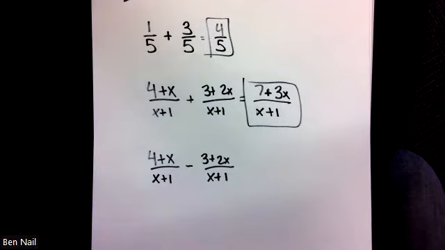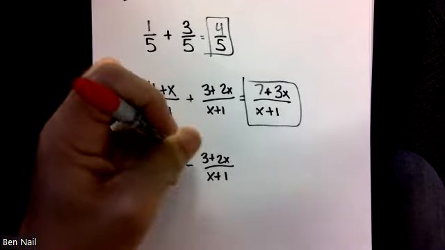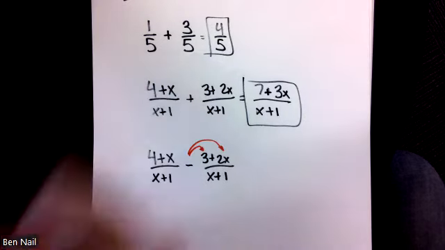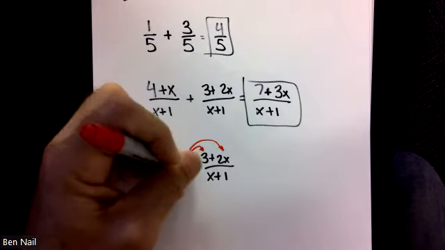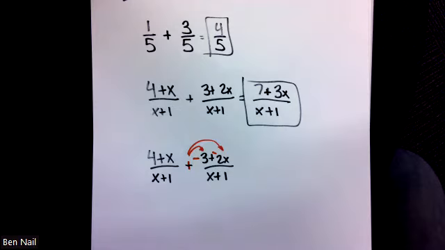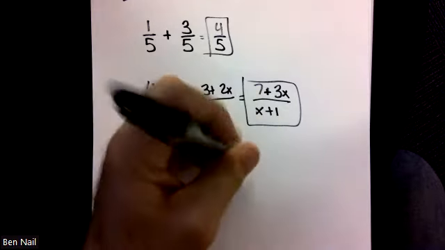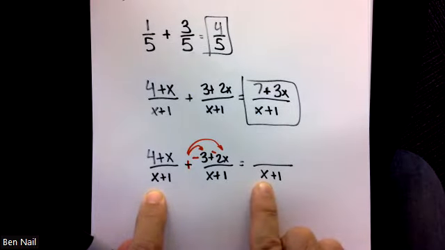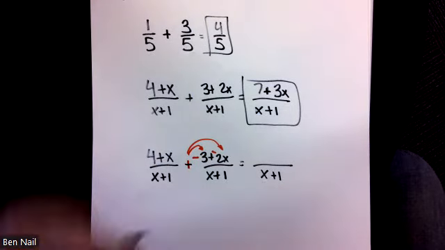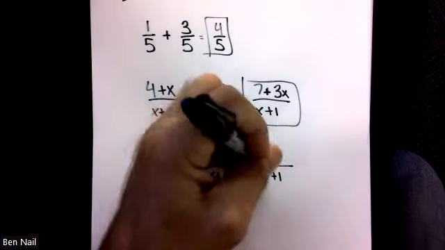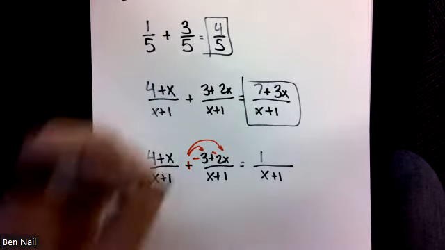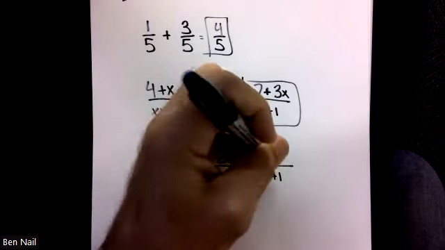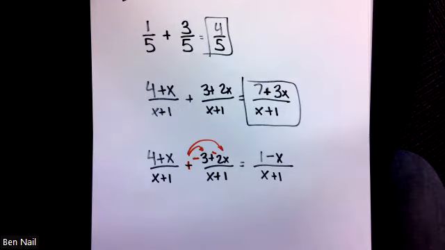Okay, subtraction is simply adding the opposite. So when you subtract a quantity, you need to distribute that negative, and we add the opposite. Still keep our denominator. Combine our like terms. So 4 plus negative 3 is 1. x plus negative 2x is negative x.